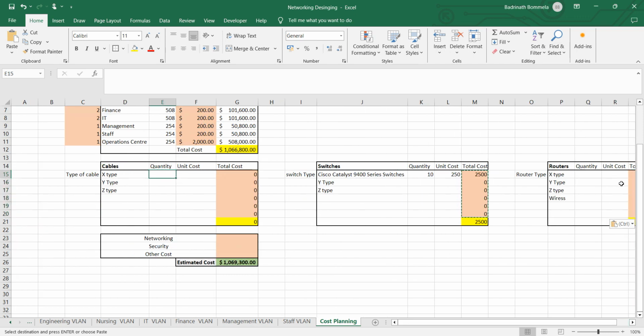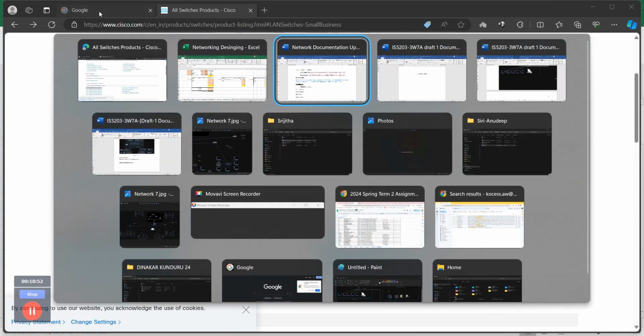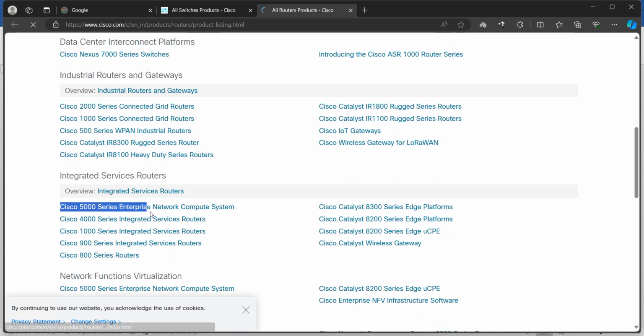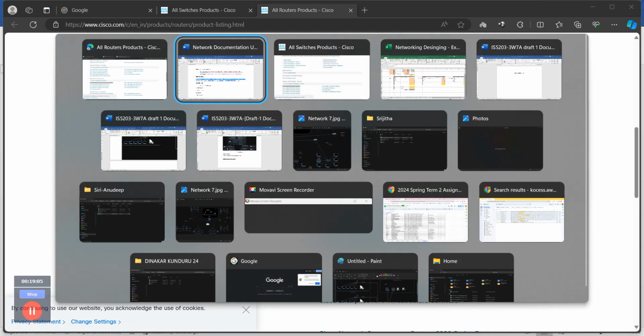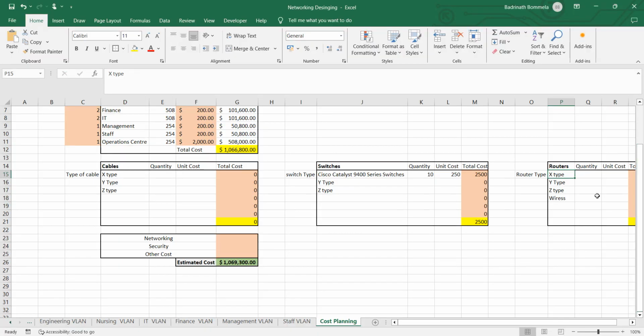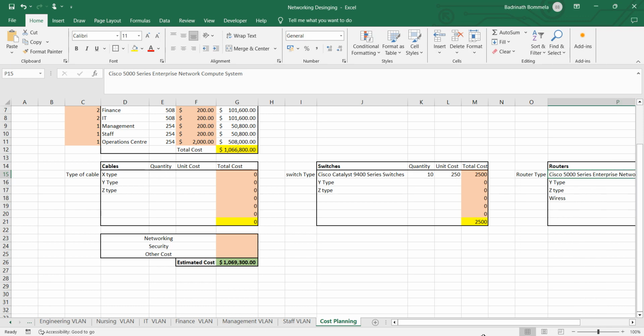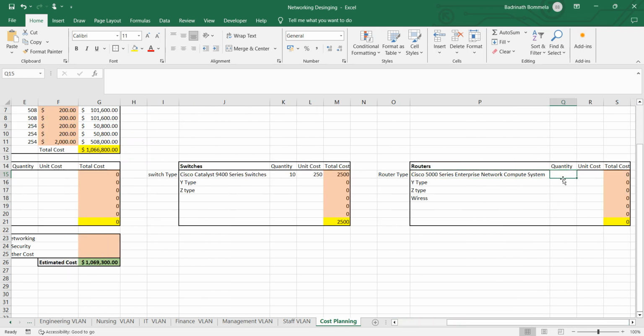Like maybe if you take a router also, this can be done again from the link. You can find the Cisco routers. There are several types of routers in that. If you select a 5000 enterprise network compute system, you can select any router. That's fine, it will satisfy the purpose. Don't worry about it. I just mentioned it, and the quantity and number are up to you. Maybe I say two. This should be 10 or more. Unit cost can be random.